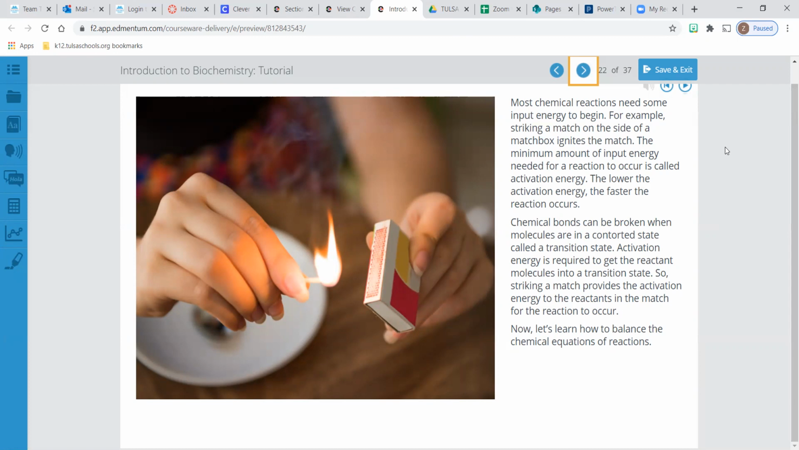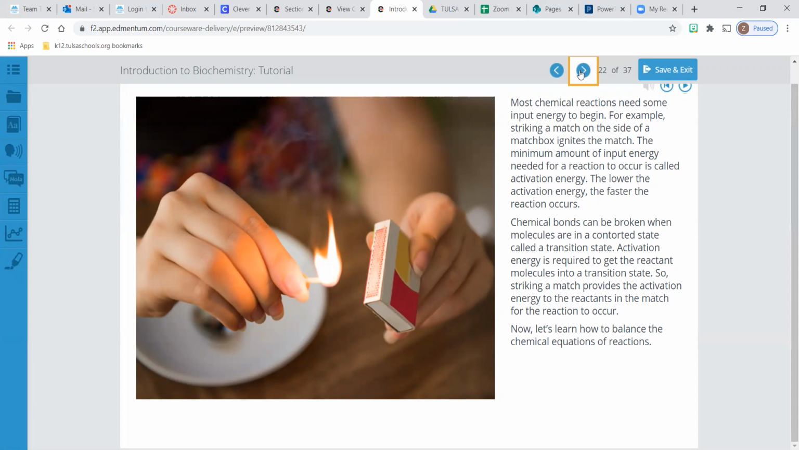Chemical bonds can be broken when molecules are in a contorted state called a transition state. Activation energy is required to get the reactant molecules into this transition state. And in the example of striking a match, this provides the activation energy to the reactants in the match for the reaction to take place.